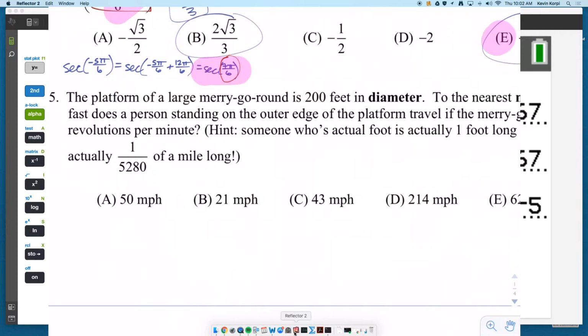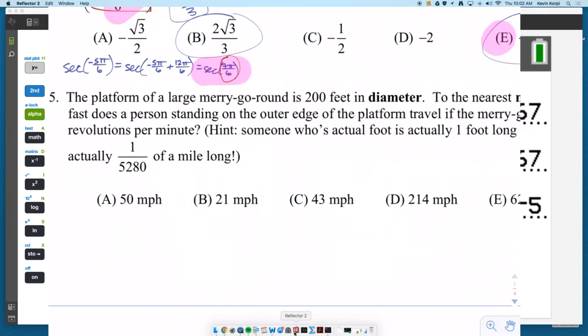200 feet in what? Diameter. Now, why in the heck is diameter in bold? Because I'm nice. That's the right answer. Because I'm nice. And, of course, the diameter then is not the radius. And we need the radius for our calculations. So what is the radius if the diameter is 200? 100. It's not the only problem on this test where you had to use the radius from the diameter.